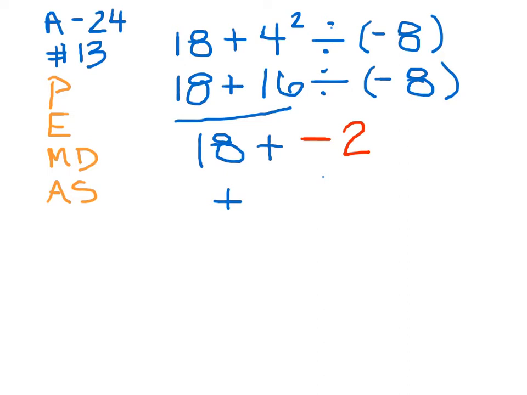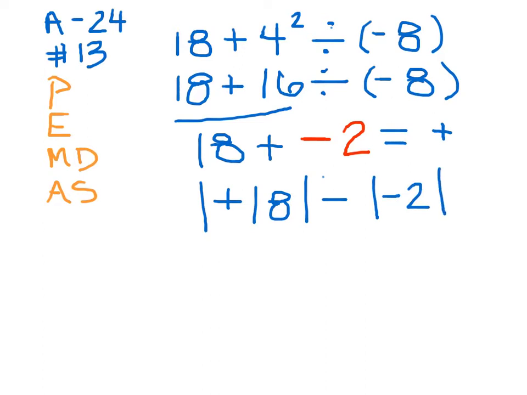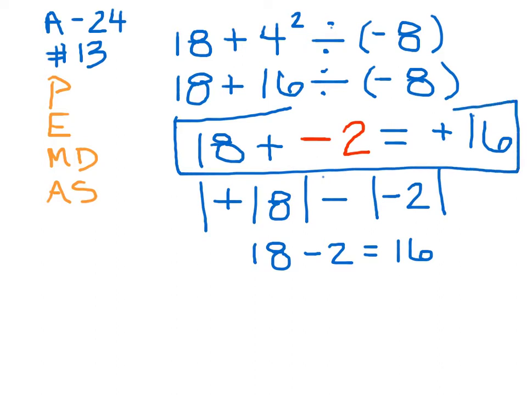So let me go ahead and write that for you. So that's going to give me 18. I know my answer is positive, so I'm going to have the absolute value of 18 minus the absolute value of -2. So that gives me 18 minus 2, which is 16. And I've already decided my answer is positive, so this is my final answer to the problem. All right, so there we go.